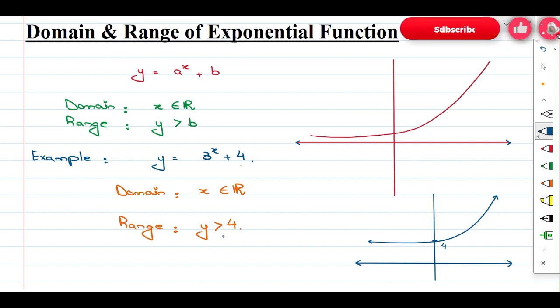Greater than 4, not exactly equal to 4. In the graph it looks like exactly equal to 4, but it is not exactly equal to 4. It is always greater than that 4, right? So the domain for the exponential function is always all real numbers, and the range is greater than that value. If it is 0, we can say greater than 0. If it is some number, we can say greater than that number.